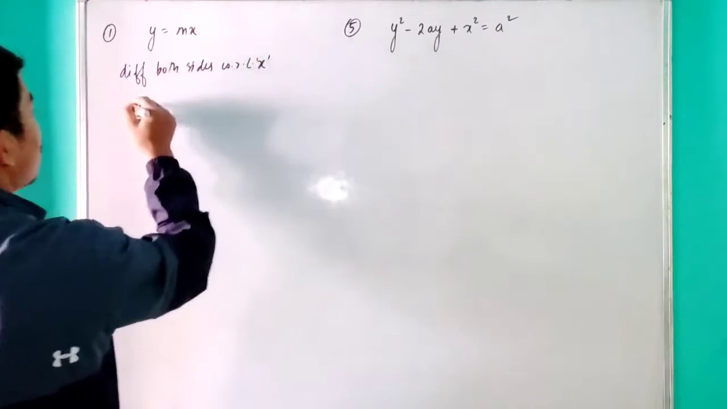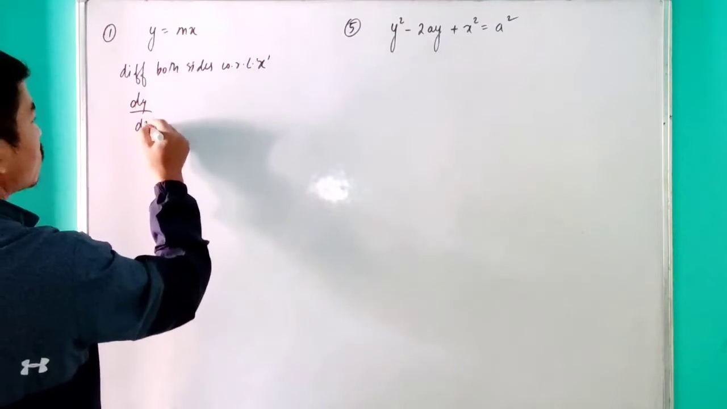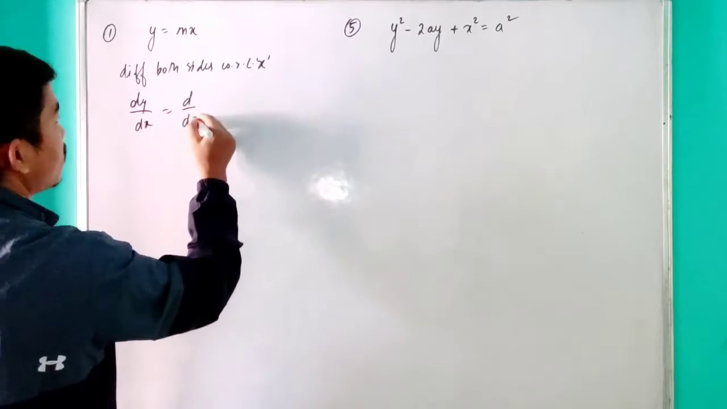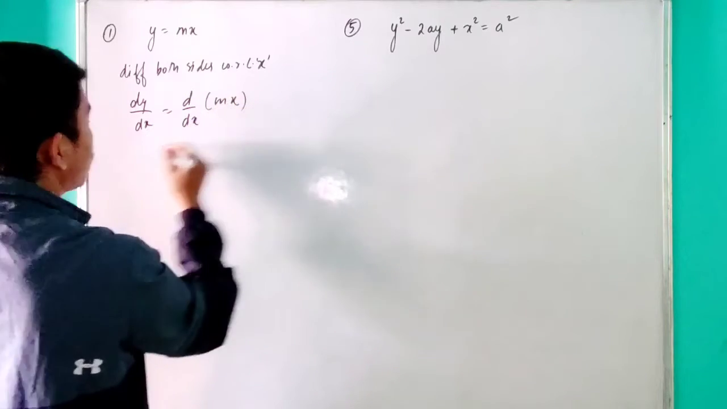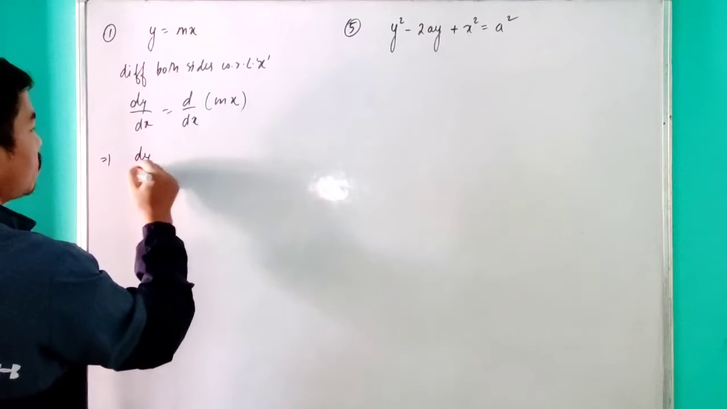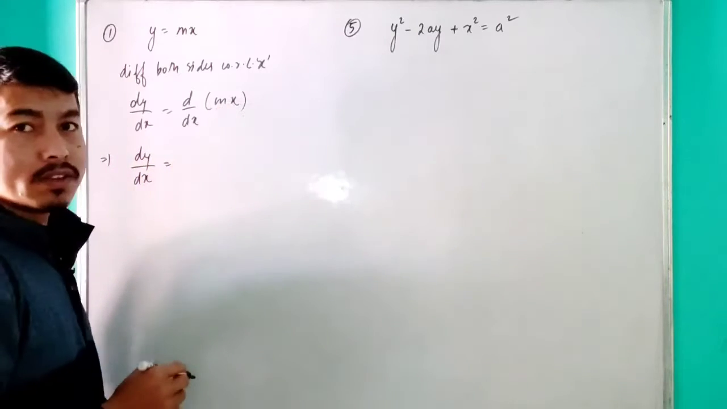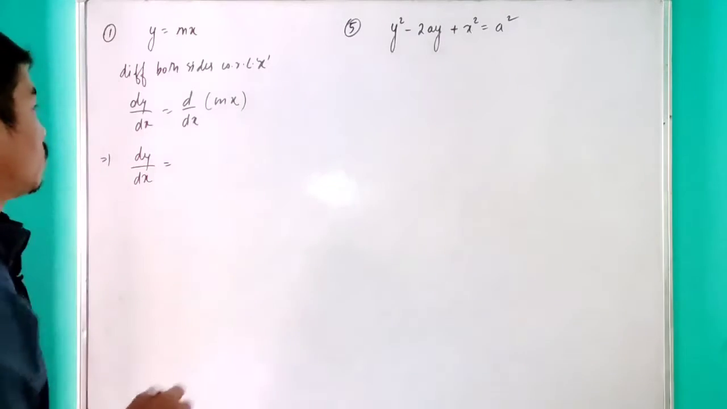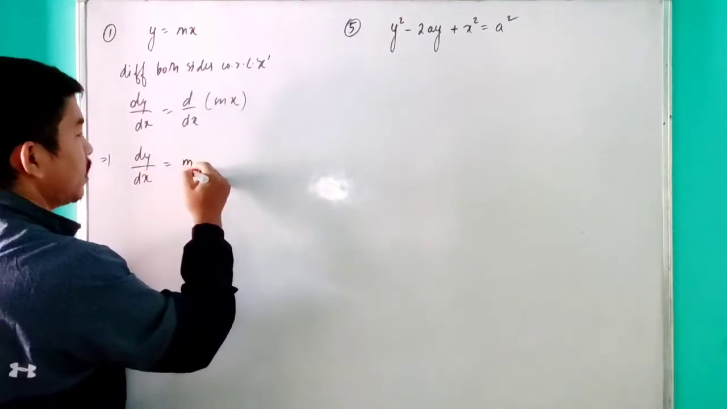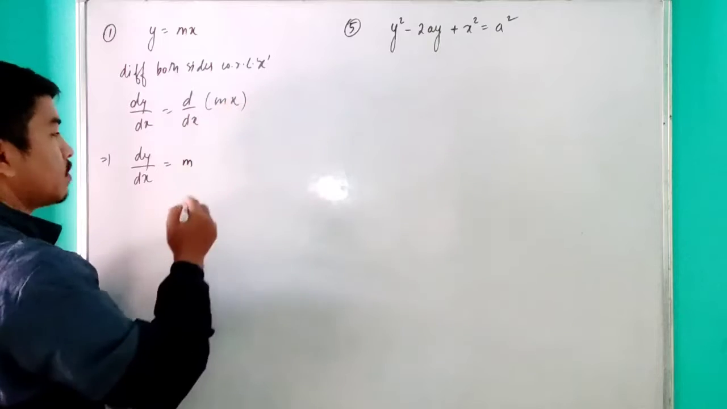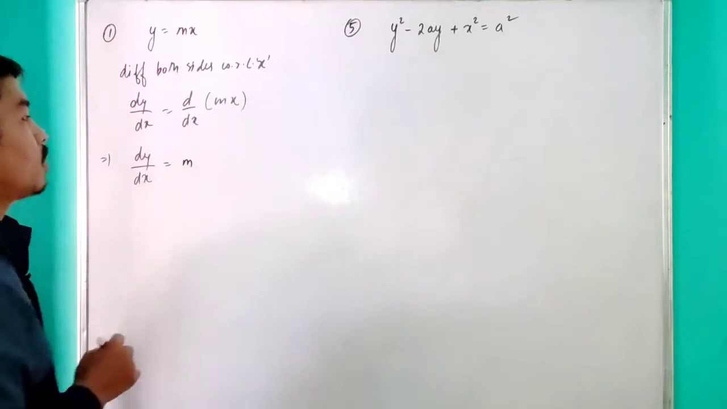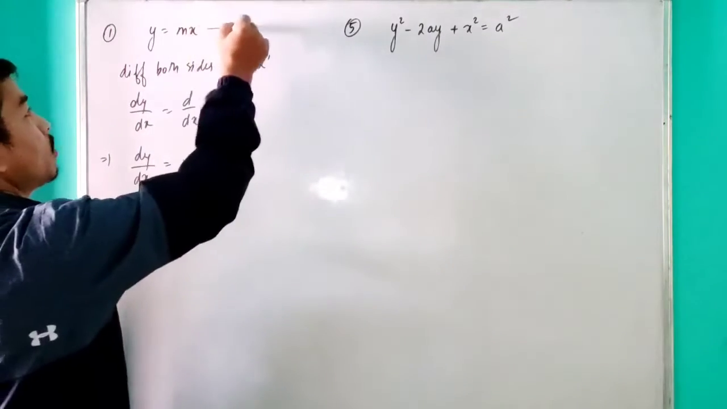What do we get? dy by dx will be equal to d by dx of mx. So this implies that dy by dx will be equal to, now m is a constant, the question also says m is an arbitrary constant, so it comes out of the differentiation sign, and then d by dx of x is equal to 1, so no need to write it. Let this be equation 1.